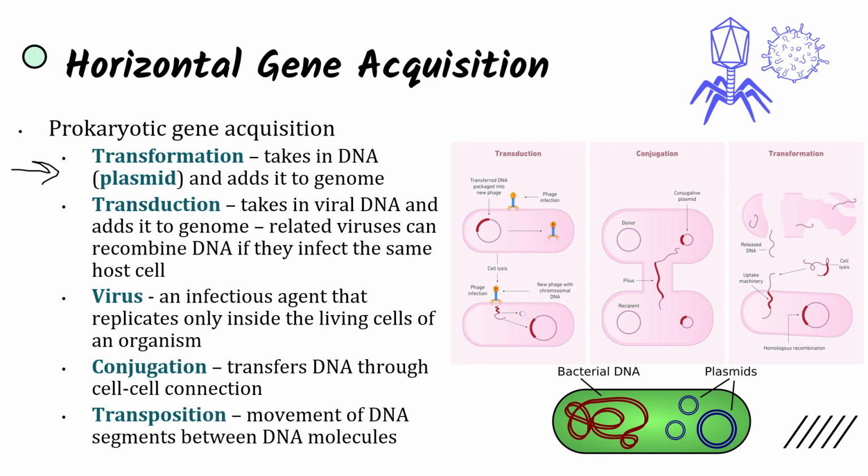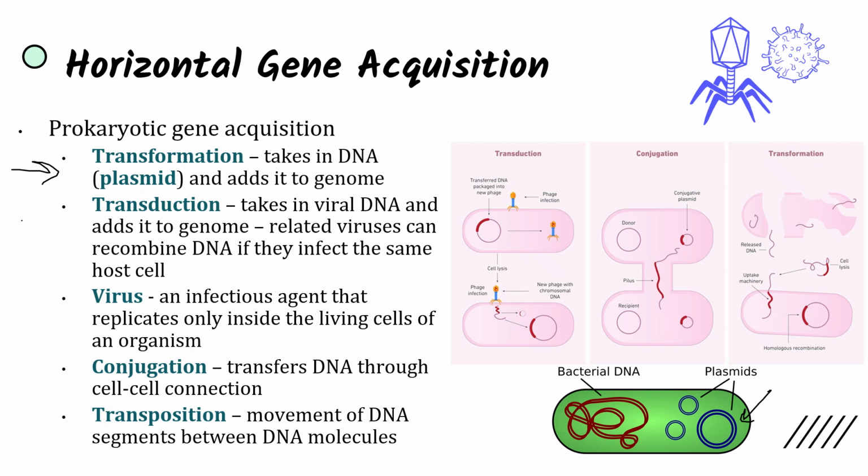And the plasmid is just a small ring of extra chromosomal DNA. We discussed this in 6.1, but it's just a ring that's not part of the regular genome of the bacteria. It's just another piece of DNA, but then it can be integrated into the bacterial DNA, and then those genes will be expressed by the bacteria.